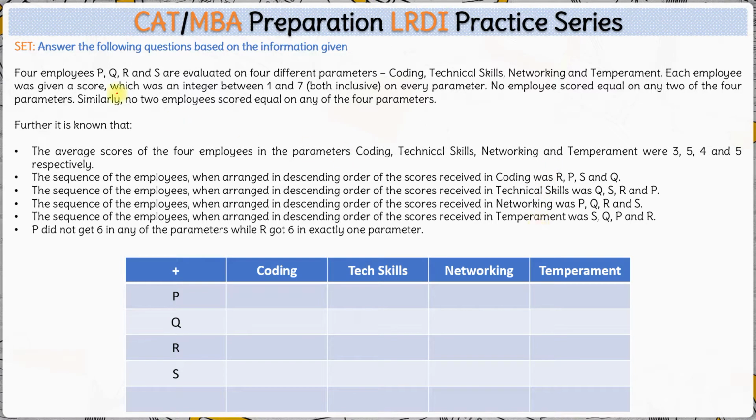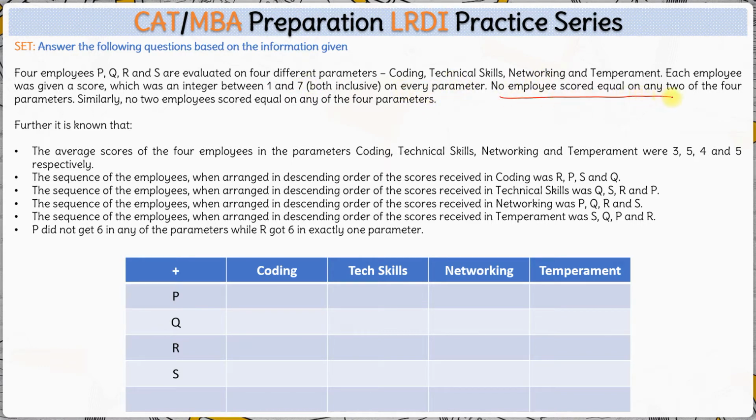Hello everyone. Here we have four employees P, Q, R and S who are evaluated on four different parameters, which are coding, technical skills, networking and temperament. Each employee was given a score which was an integer between 1 and 7, both inclusive, on each of these parameters.